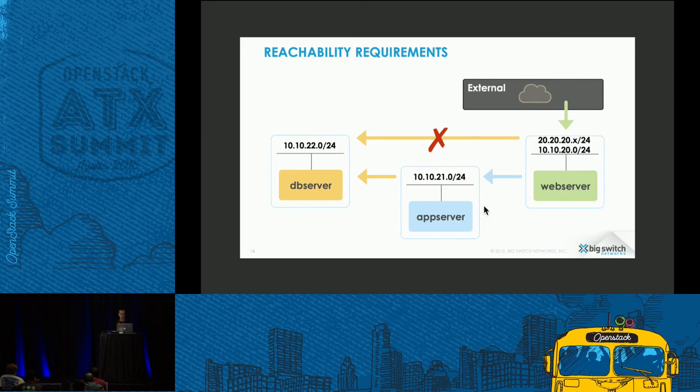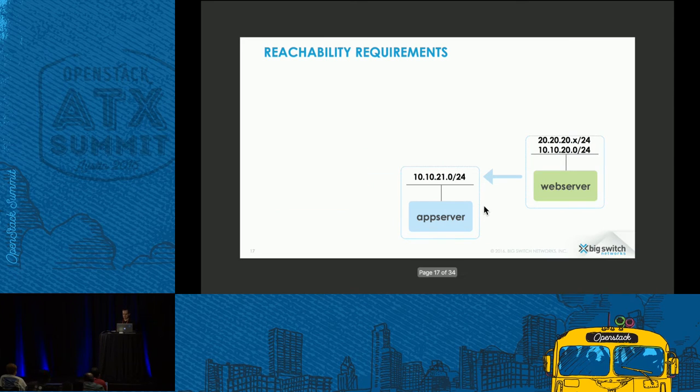Okay. So if we start, let's take, for example, the web server talking to the app server. We want the ingress at the app server to accept connections from the web server. We want that to happen. How can we verify that?